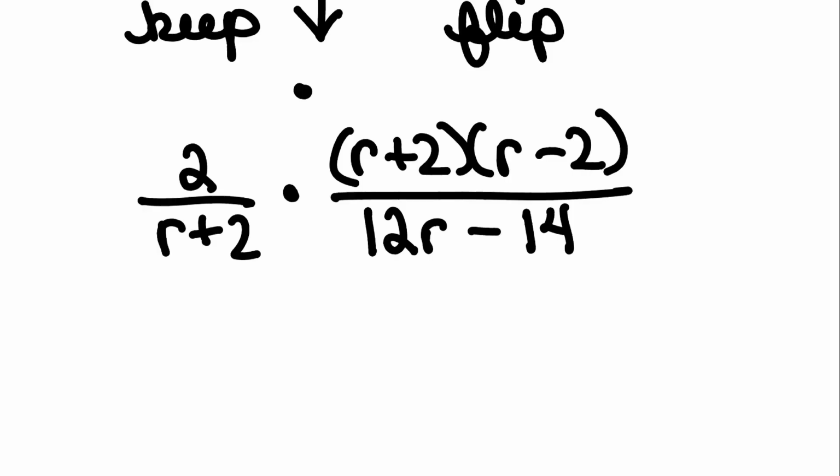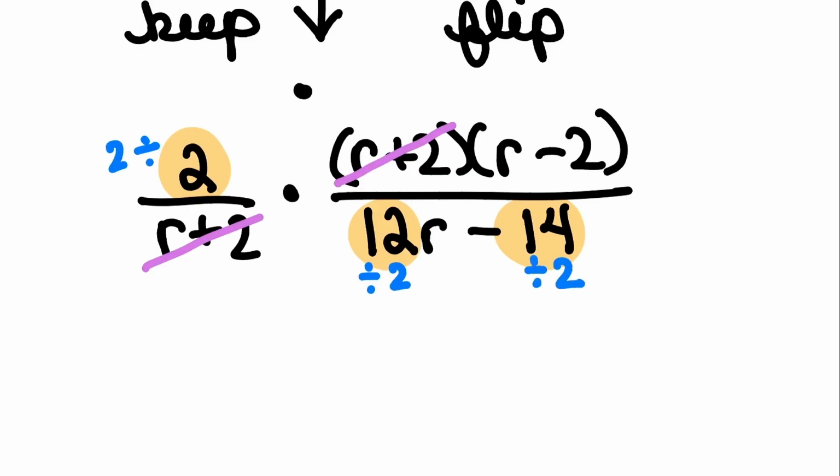So if you see any shared terms diagonally, we can go ahead and cross those out. Now let's take a look here. We do have a 2, and we have a 12 and a 14. So we can actually divide all of these terms by 2. That's going to make this top left a 1, because 2 divided by 2 is 1. It's going to make this a 6r, and it's going to be a 7 here.